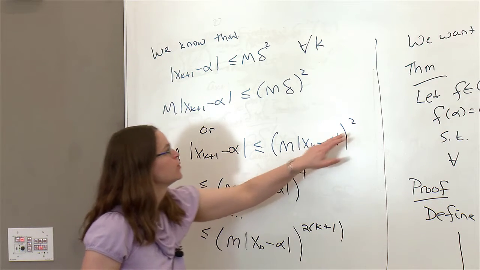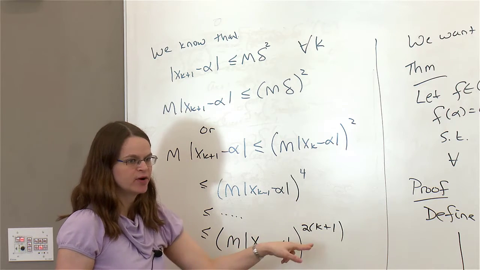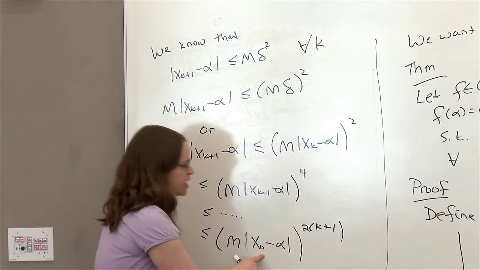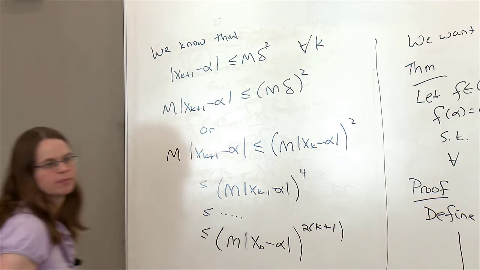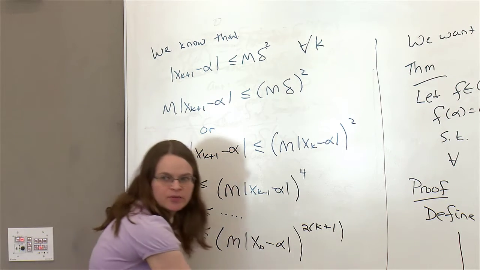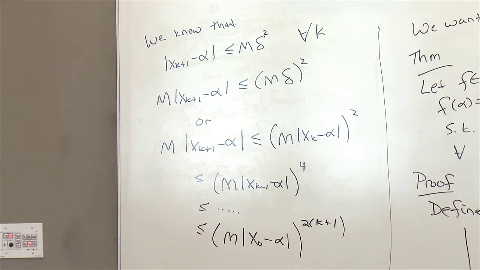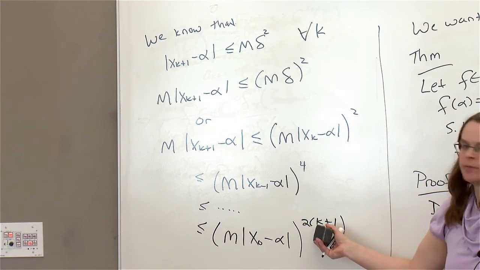So k minus 0, we squared it once. K minus 1, we squared it twice. K minus 2 times, we square it 3 times. So k minus k times, we square it k plus 1 times. This follows from a proof by induction. It's immediate. I'm not going to write it out. That is 2 times k plus 1, or 2 raised to the 2 times k plus 1.